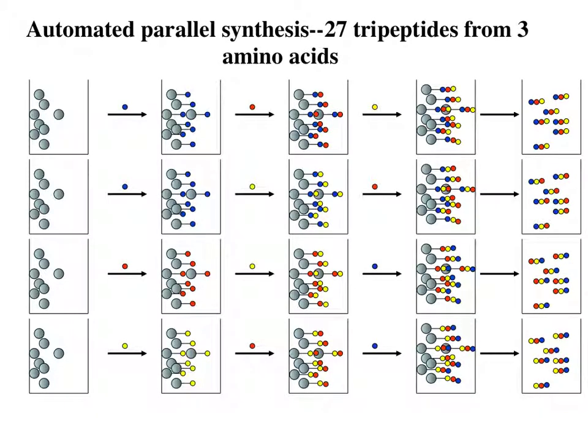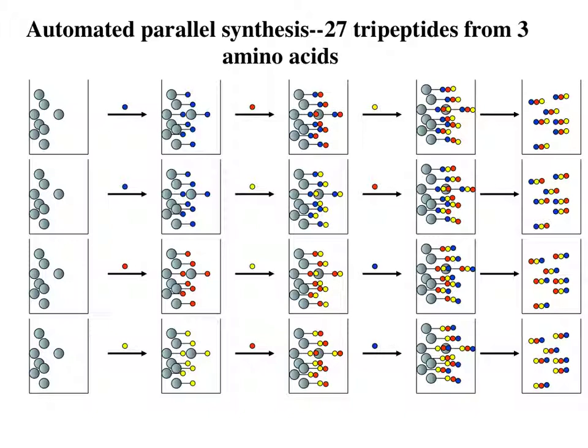So if we look at automated parallel synthesis, you can generate 27 tripeptides from 3 amino acids. So let's look at your beads. You can take a bead, and each bead can have a different amino acid. 2 of the same amino acids are being shown here. After you conjugate that one amino acid, you go through steps to then add another amino acid. You go through another series of steps to add a third amino acid, and then you can cleave it off.